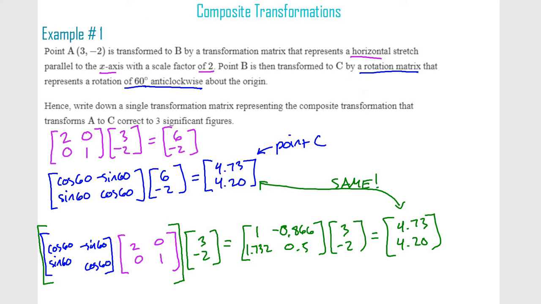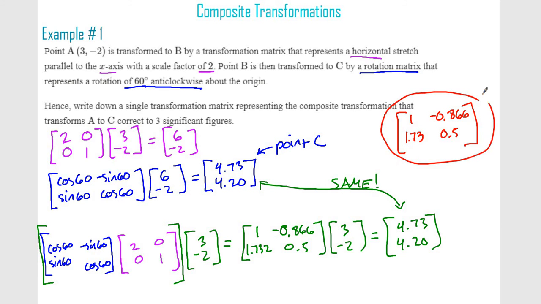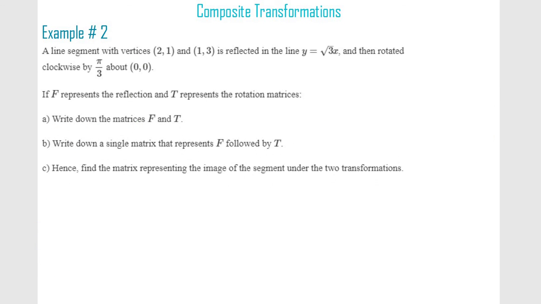Okay, so our answer, sorry, I didn't actually say that. So write down the single transformation matrix would be 1, 1.73, and 0.5, 3 sig figs. All right. Example 2. So let's do this. Why don't you take a minute? I'd pause it and try it on your own.